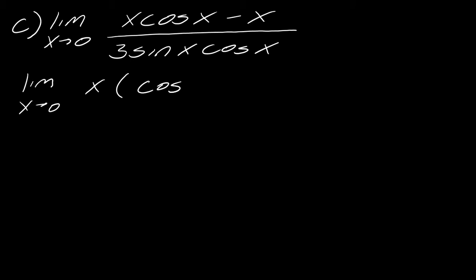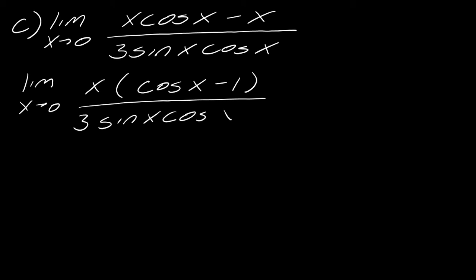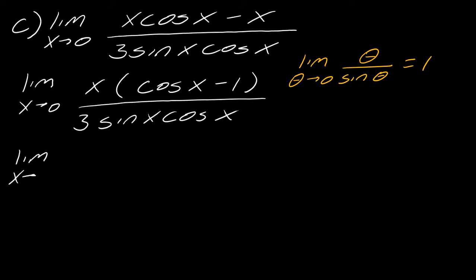So if I factor the x out, I get cosine x minus 1, so there's what's on top. And then I've got 3 sine of x cosine of x. So now that I see this x here and a sine down here, I feel like I'm probably going to have to use this little theorem here, which we know equals 1. So that's what I want to invoke here.